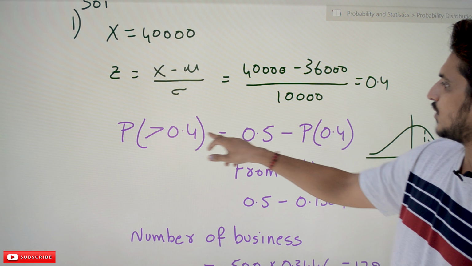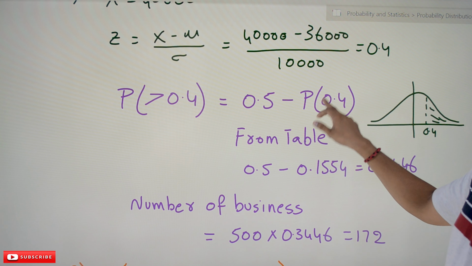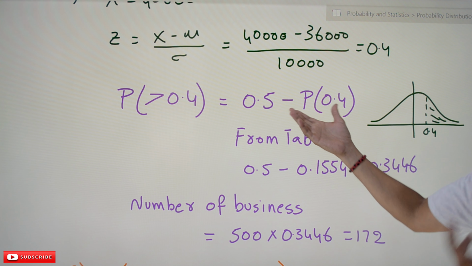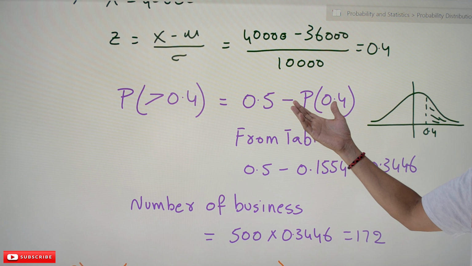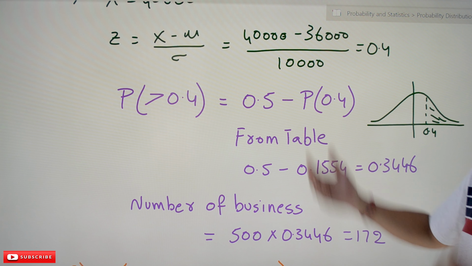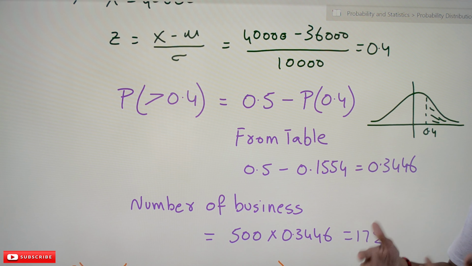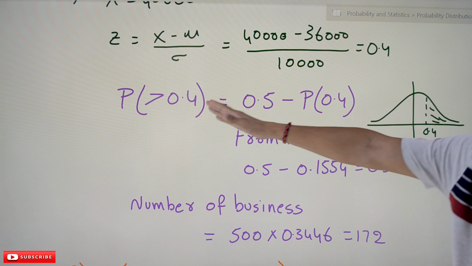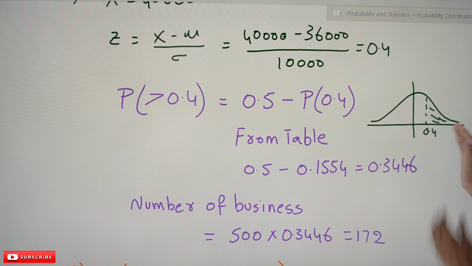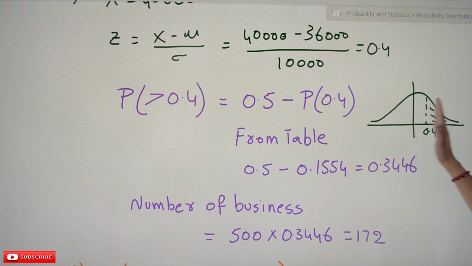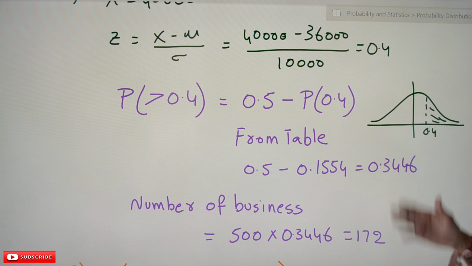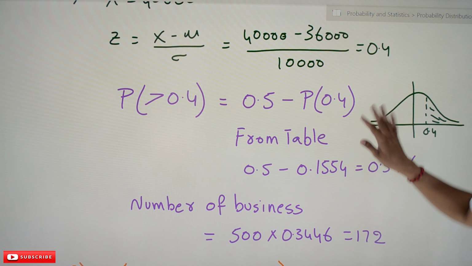So the probability greater than 0.4 is given as 0.5 minus the probability of 0.4. Why is this? We already discussed it in our previous examples when we discussed finding the probability values in the standard normal distribution using the standard normal table. There we discussed why greater than 0.4 means this is the value you have to identify. The right-hand side probability value is 0.5. So 0.5 minus the area from 0 to 0.4. If you subtract this area, we'll get greater than 0.4. This is the explanation provided previously. So that is what we have to do.